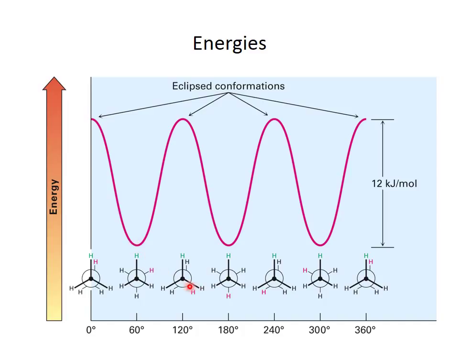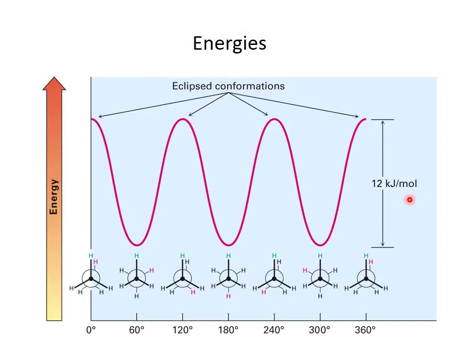This is lower energy. When we rotate it again, now these two are eclipsed, and so they're high in energy. Now all the hydrogens have a staggered conformation, so they're lower in energy. Eclipsed again, high energy. Staggered, lower. And you can see this goes on and on. Now the barrier to rotation is pretty darn small. It's 12 kilojoules per mole.